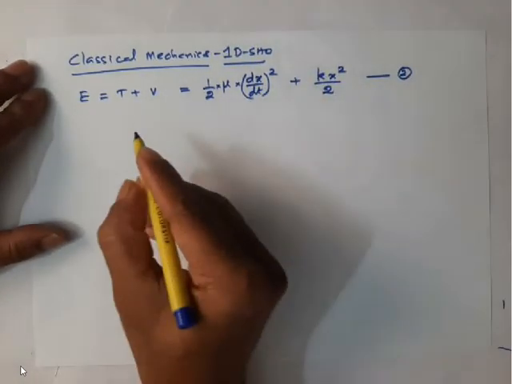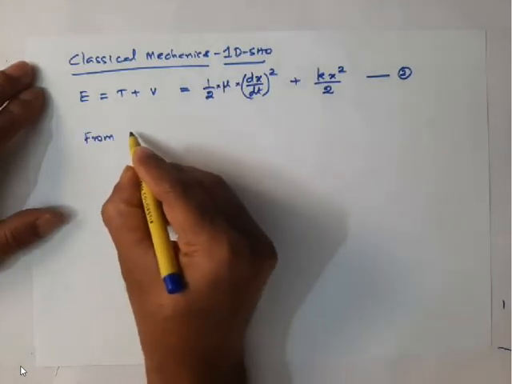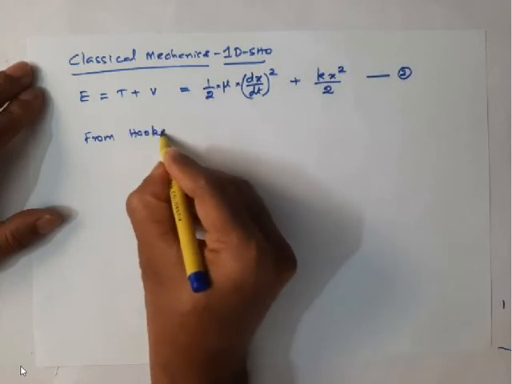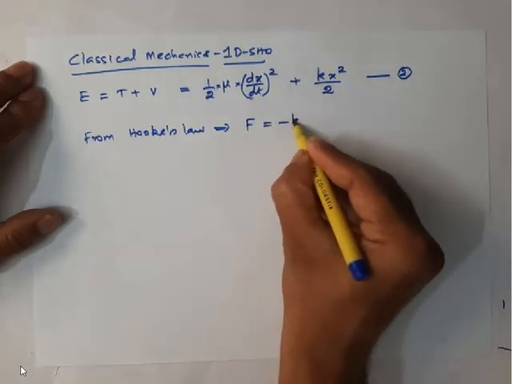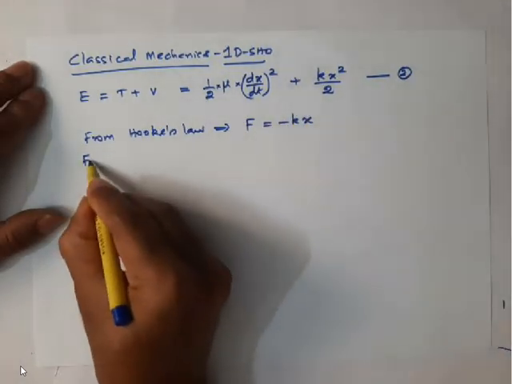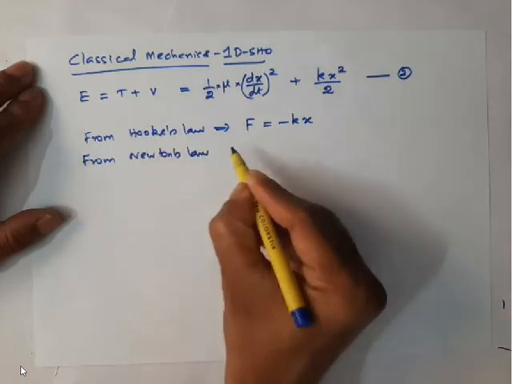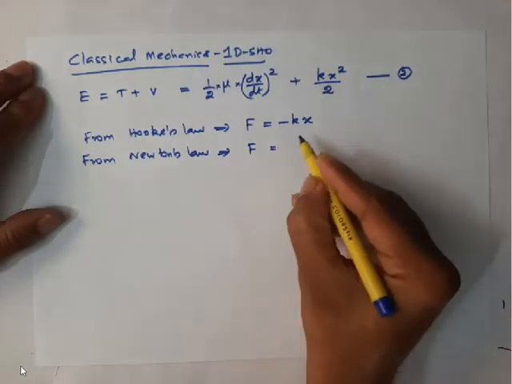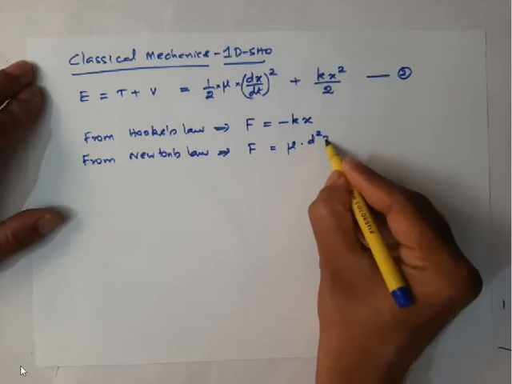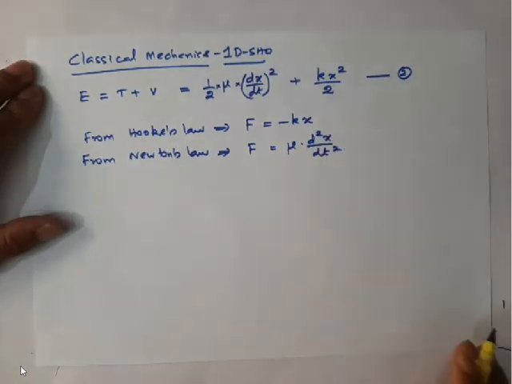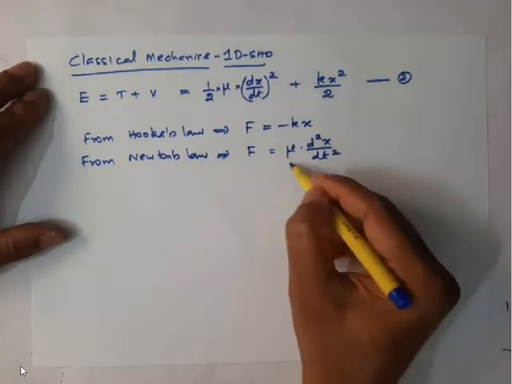Now we know that from Hooke's law, we got this expression, restoring force equal to minus kx. Then from Newton's law of motion, we know force is equal to mass into acceleration. Here mass is mu, into acceleration is d square x by dt square. Since these two forces represent the same force, I can equate these two.